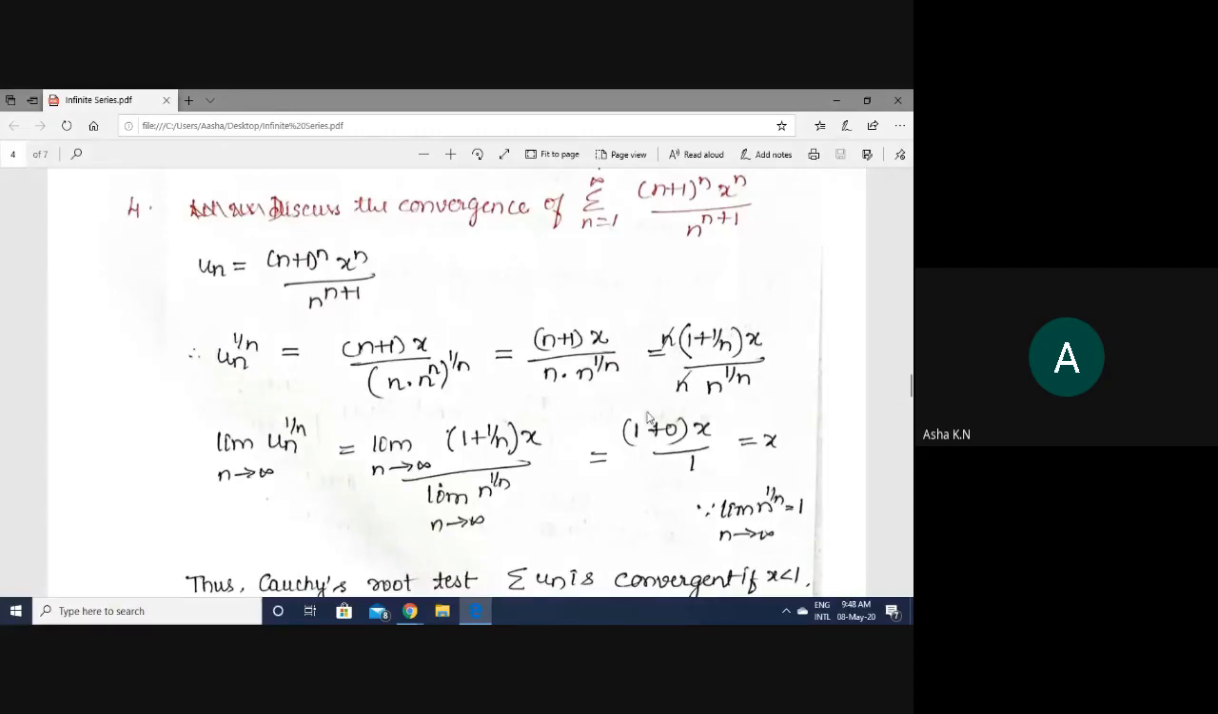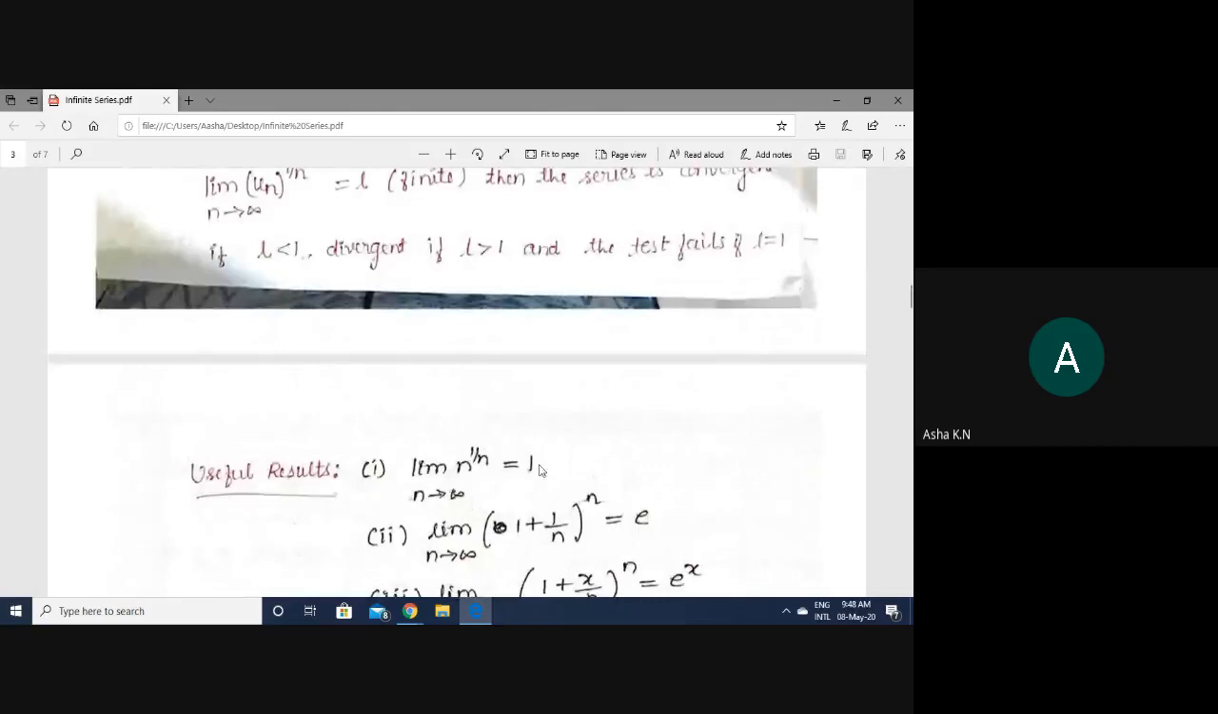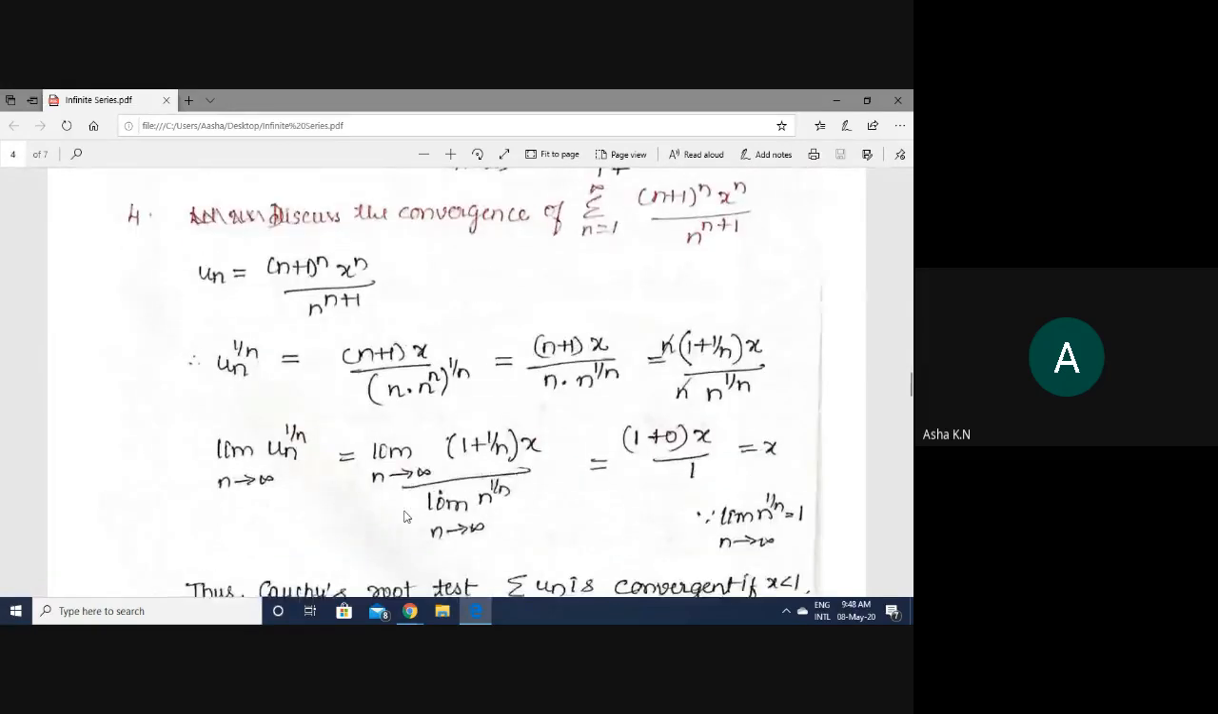That x will be as it is. Denominator n power 1 by n as n tends to infinity is a standard limit. See this, the first result: limit of n power 1 by n as n tends to infinity is 1. So this denominator term becomes 1. So we have x.